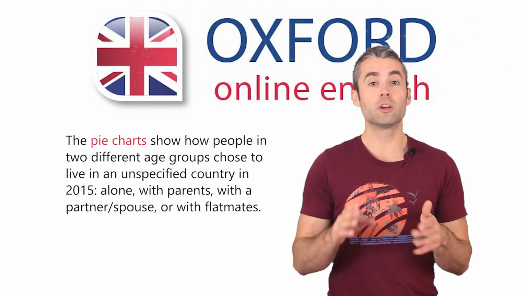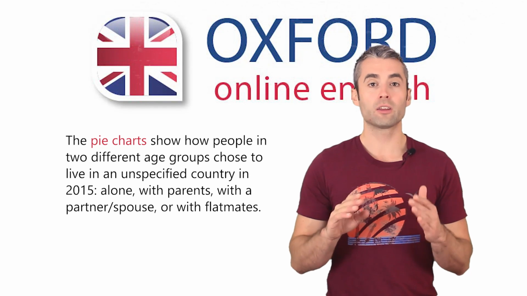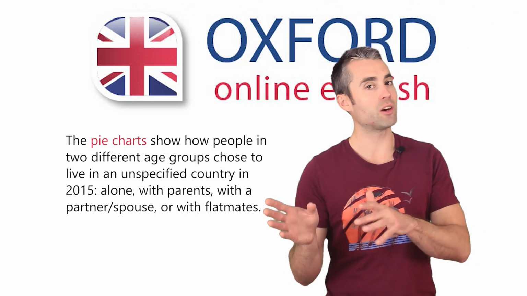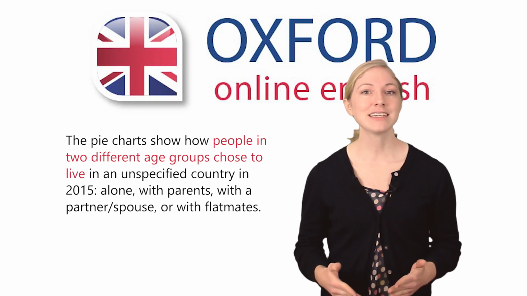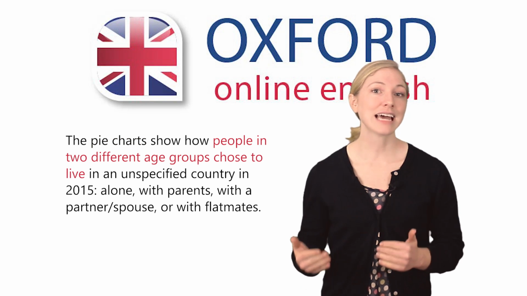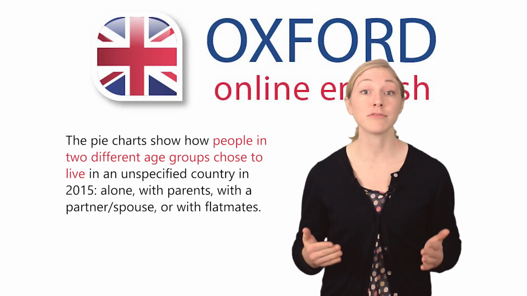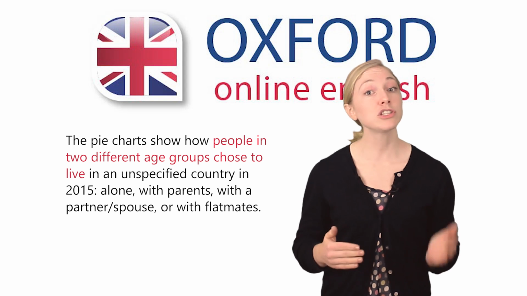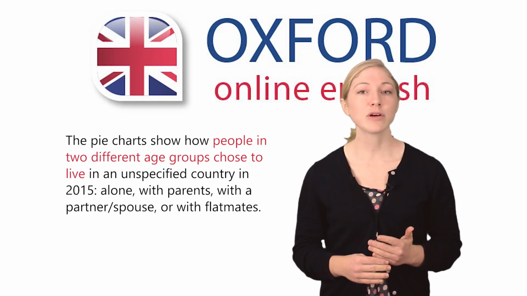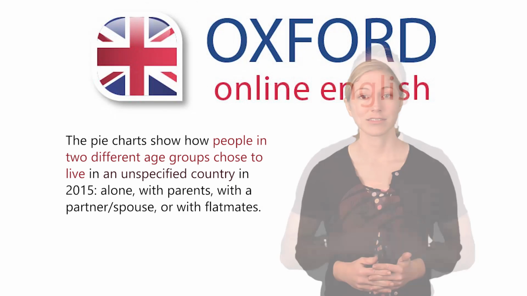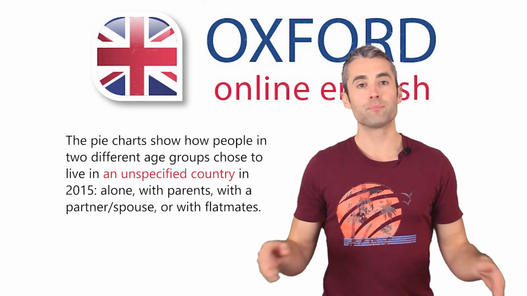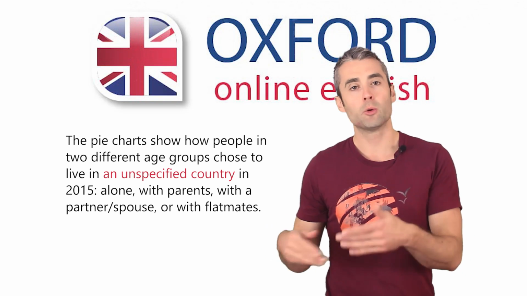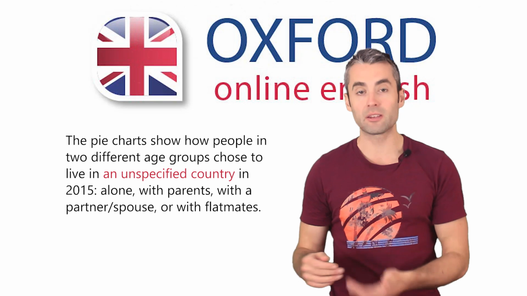For example, you can use different references. The task refers to 2 charts, while our model answer refers to pie charts. You can put ideas in a different order. The task says living arrangements of 2 different age groups. But in our model answer, we switch the order of these ideas, as well as changing the words. Sometimes paraphrase is enough. The task mentions a certain country. In our model answer, we paraphrase this to an unspecified country.